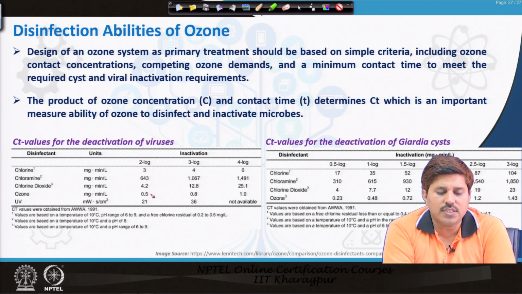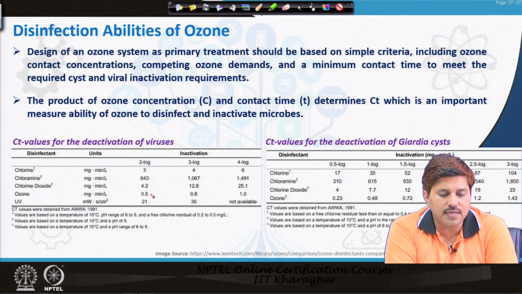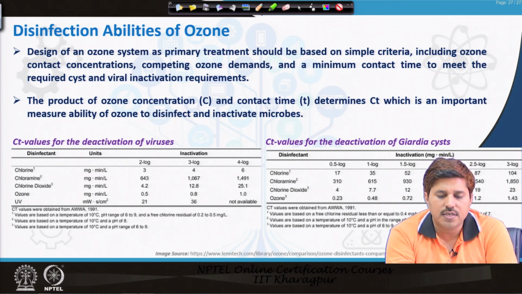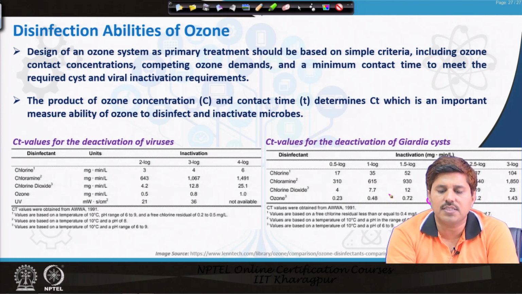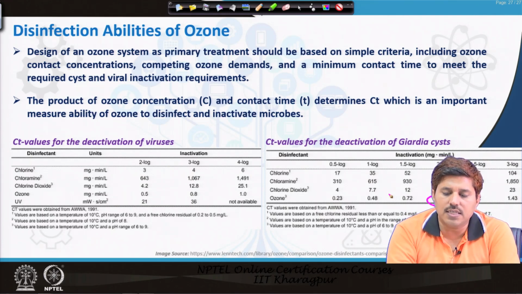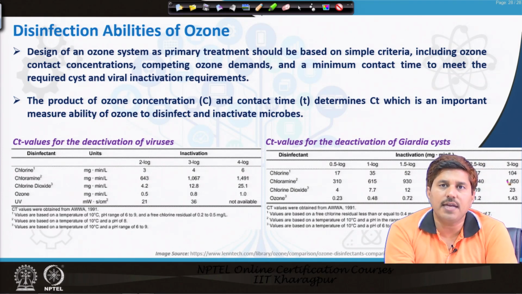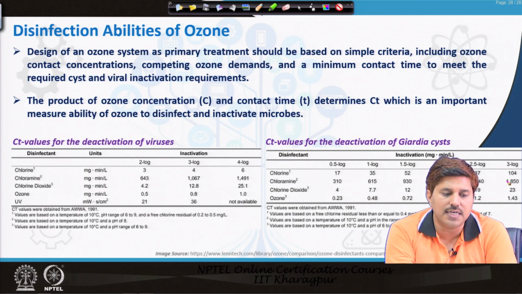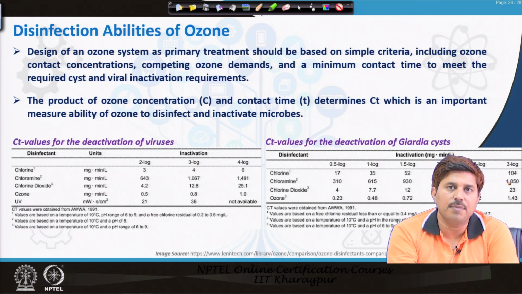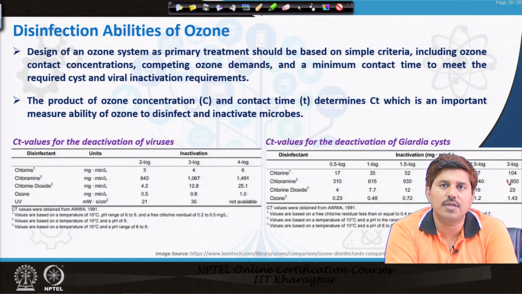For Giardia, which is difficult to remove, again if you see the chlorine compounds, for 2 log reduction the doses required are 69, 15 or 1230, very high doses, whereas the ozone requirement is just around 1 milligram per minute per liter. So you can see how effective it is in comparison to the chlorine compounds. That is why it can be used as a primary disinfectant, and if needed, residual chlorine may be produced by adding some chlorine compounds for secondary disinfection.